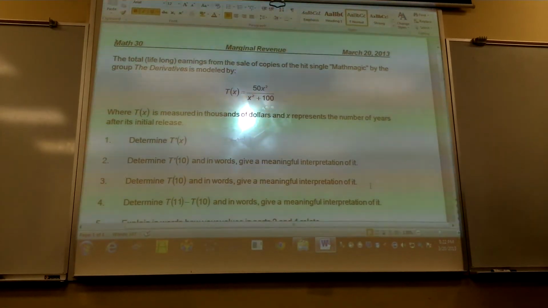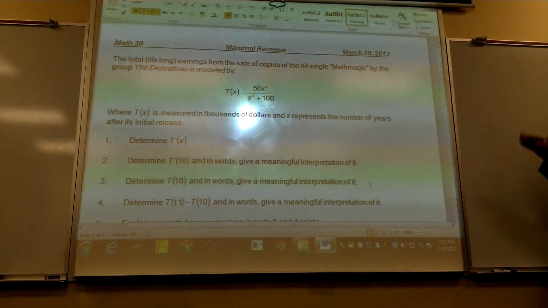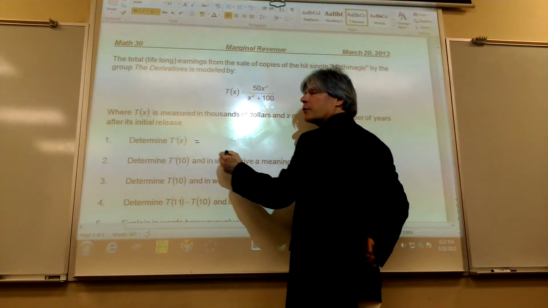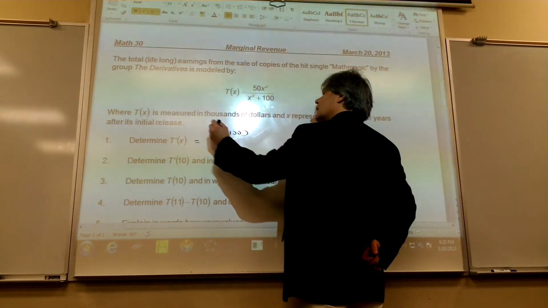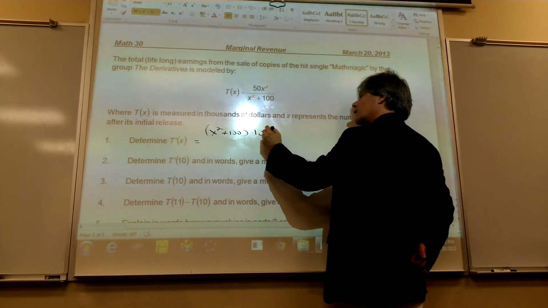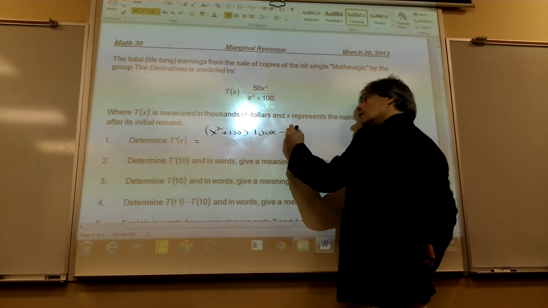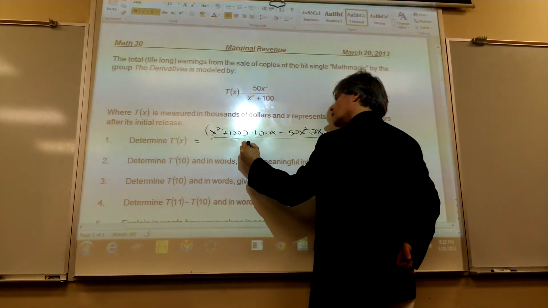It's where T of X is measured in thousands of dollars, and X represents the number of years after its initial release. Let's determine T prime of X. Well, that's a very cold question, but I promise you my next question is going to be more meaningful. Let's just coldly differentiate this function. How do I do that? I agree, quotient rule. That gives me x squared plus 100 times 100x minus 50x squared times 2x, all over x squared plus 100 squared.